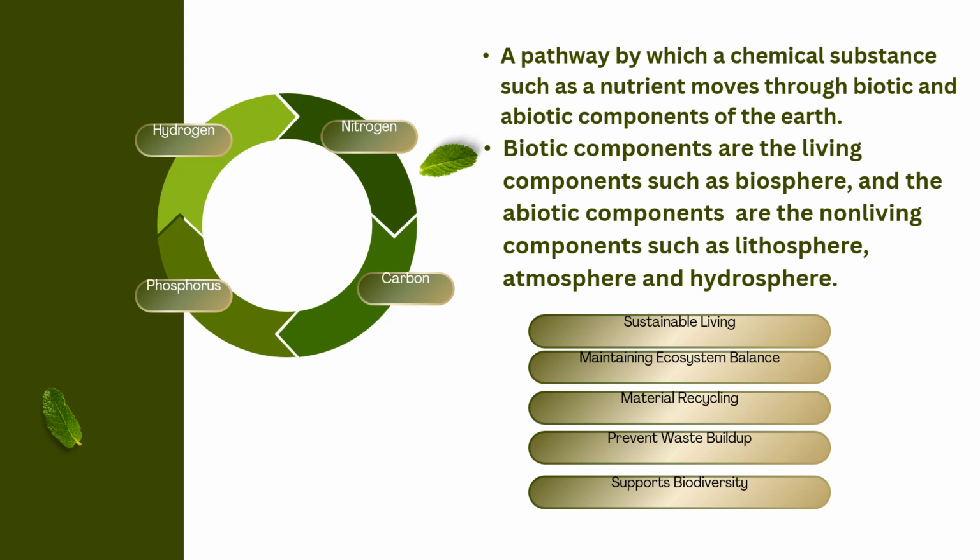Biogeochemical cycles maintain sustainable living of the Earth's ecosystem, maintain the ecosystem balance, help in material recycling, prevent waste buildup, and support biodiversity. Examples of biogeochemical cycles are the nitrogen cycle, carbon cycle, phosphorus cycle, and hydrogen cycle.